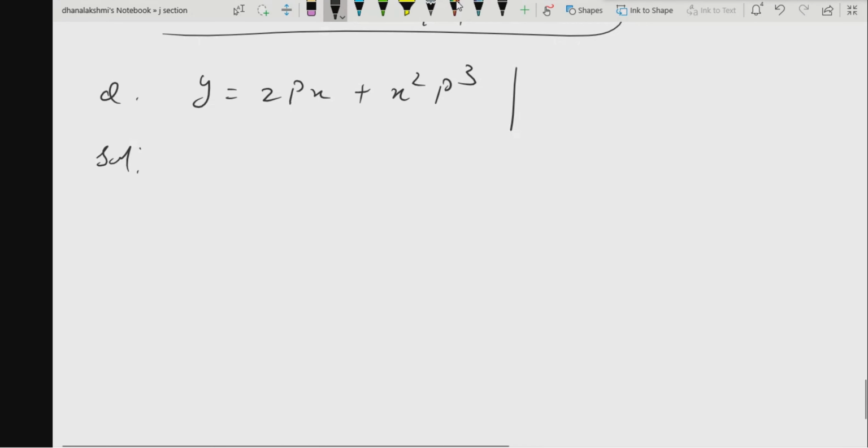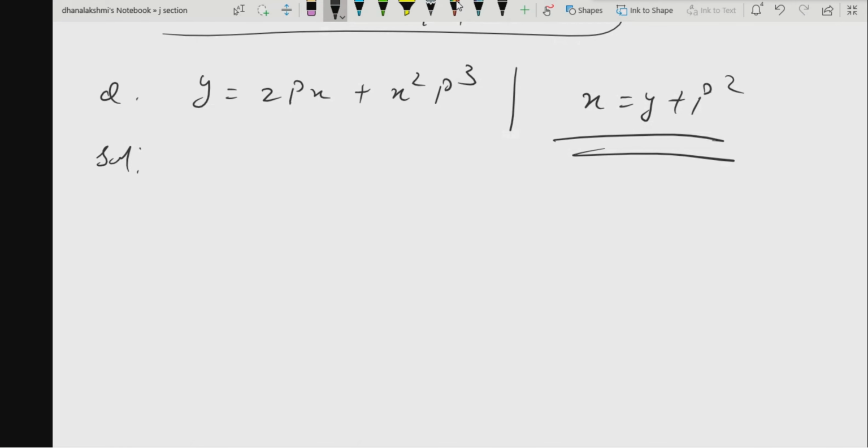Suppose this example itself, and you can have x is equal to y plus p square. Not only this problem, any problem, even the first problem we discussed today, can be solved either in terms of y, in terms of x, or in terms of p. Any method you apply will be correct only. Understood?